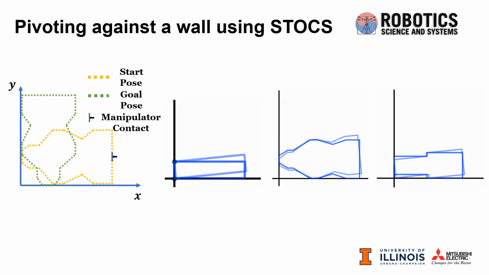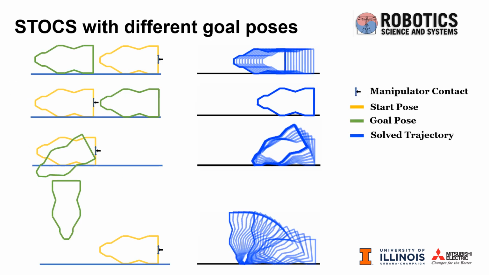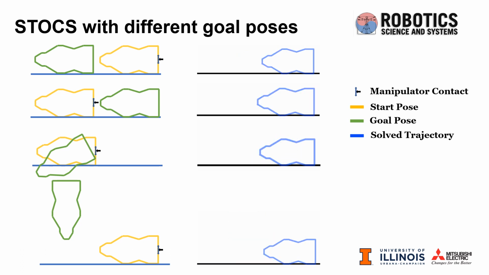We first verify STOCS in numerical experiments. STOCS could robustly solve for such a pivoting trajectory for arbitrary shaped geometry. Also, with the same initial pose and manipulator contact mode, but different goal poses, STOCS can always steer the object to the goal pose as close as possible, while satisfying the constraints imposed by the selected manipulator contact state and the environment.